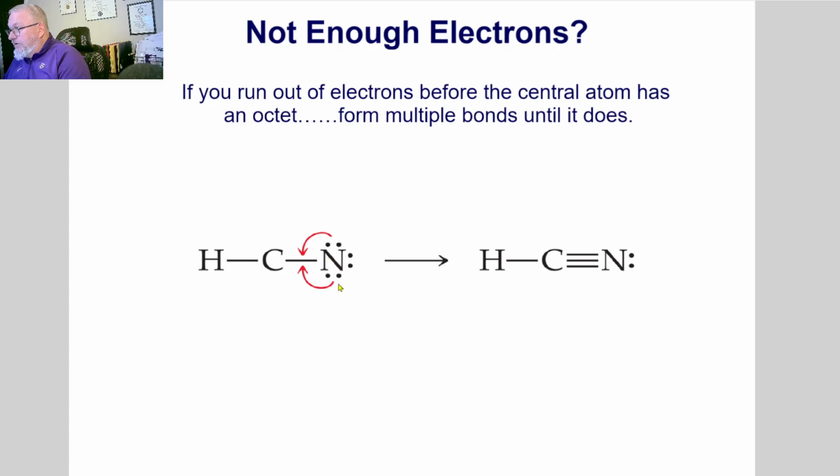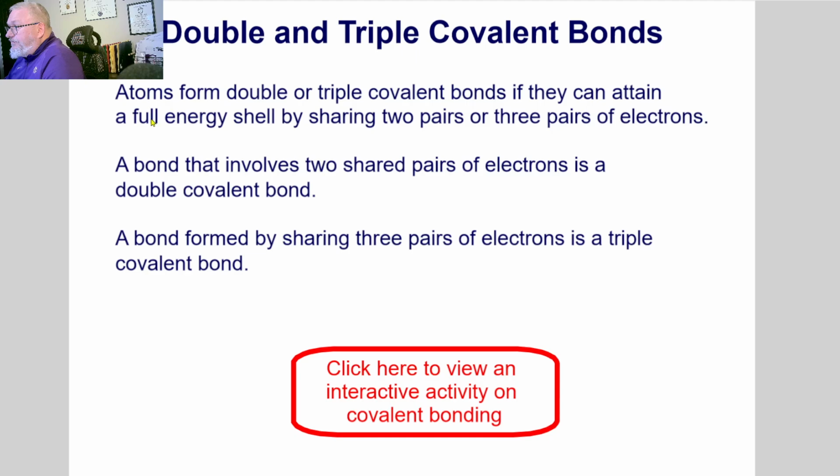Like here we go with hydrogen cyanide. The nitrogen is going to give up pairs until that carbon has 8 electrons around it. So atoms are going to form double or triple covalent bonds if they need those to attain a full energy shell, because they're sharing 2 pairs or 3 pairs of electrons instead of 1 pair. A bond that involves 2 shared pairs of electrons is what we call a double covalent bond. A bond formed by sharing 3 pairs is called a triple bond.